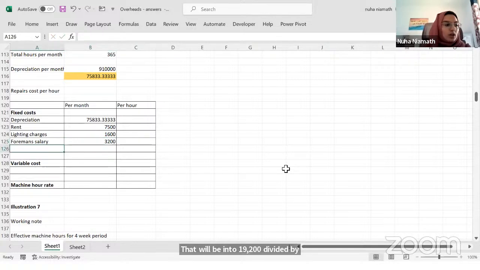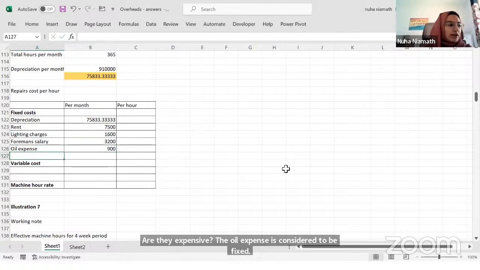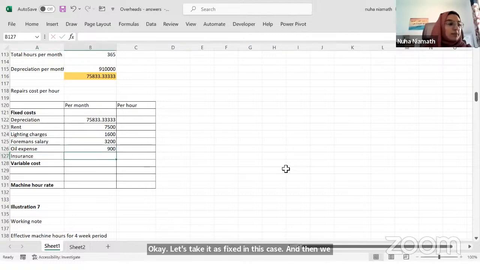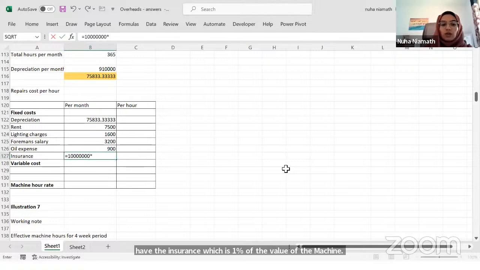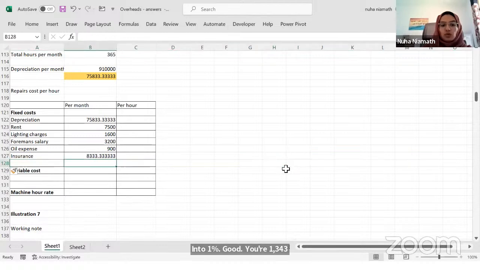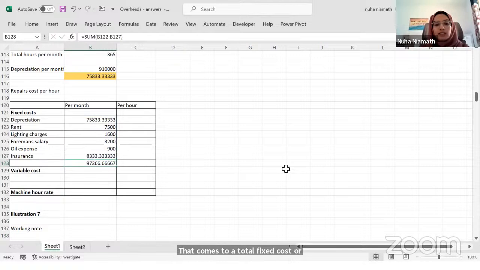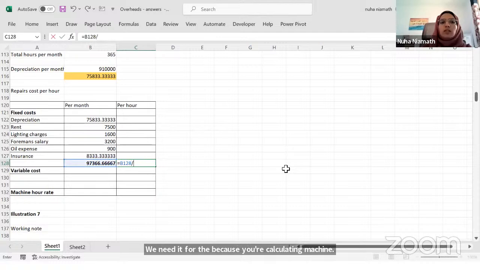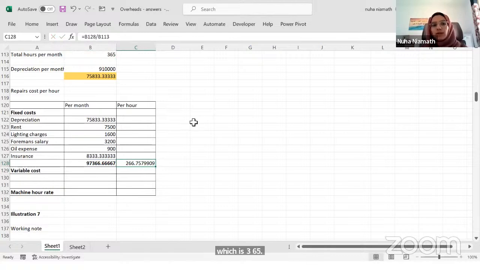Then we have some other expenses. The oil expense is considered to be fixed. Okay, let's take it as fixed in this case. It's already 900. And then we have the insurance, which is 1% of the value of the machine. So that will be 1 crore into 1% divided by 12 months. 8,333. That comes to a total fixed cost of 97,367. Please remember, this is for the entire month. We need it for the hour because we're calculating machine hour rate. So this divided by the number of hours in a month, which is 365, will give me 266.75.